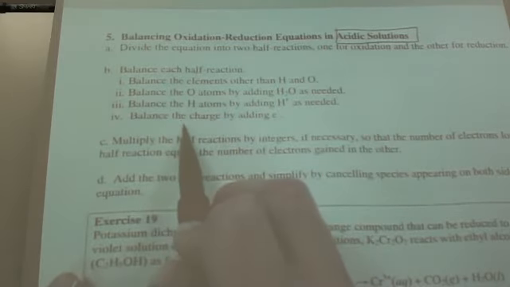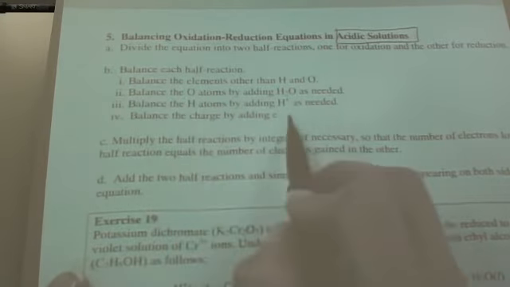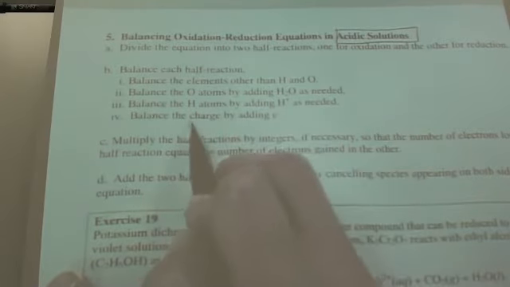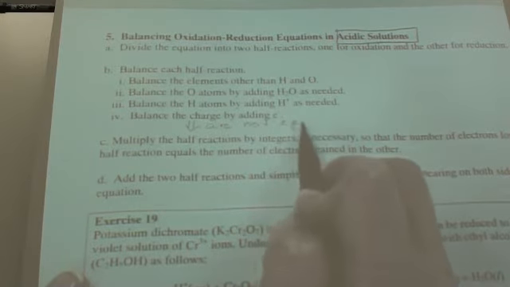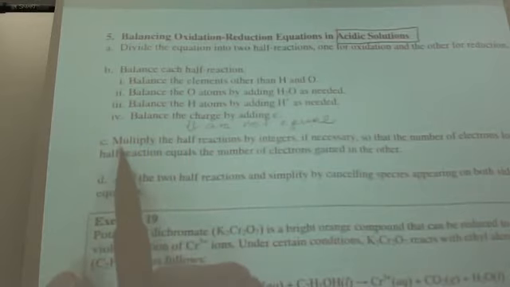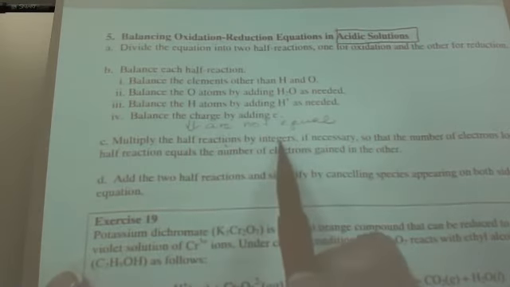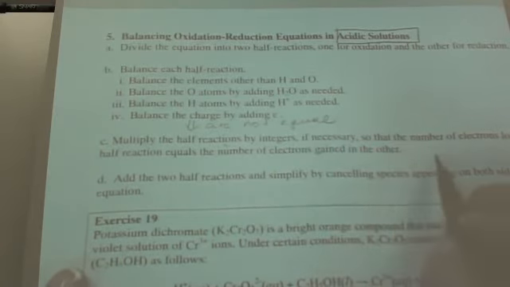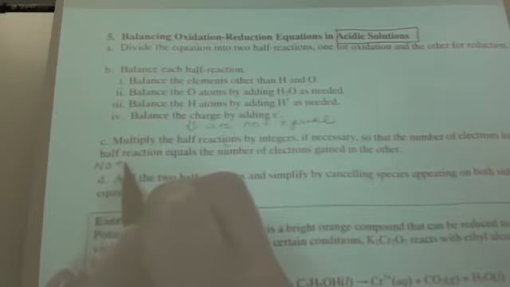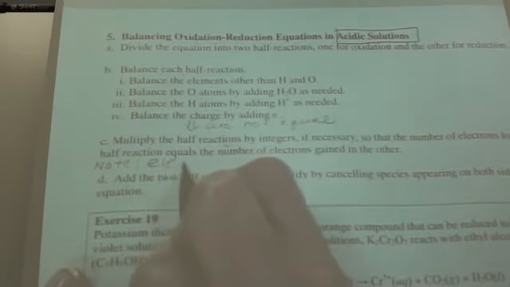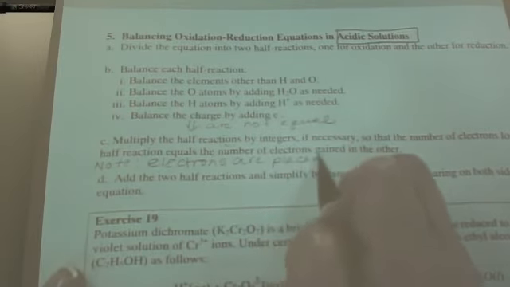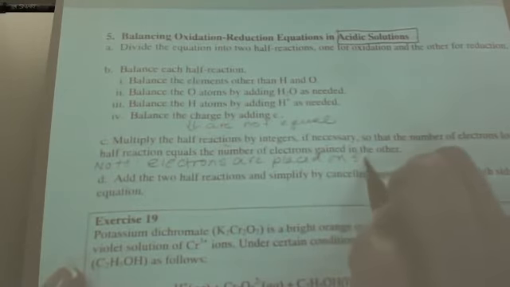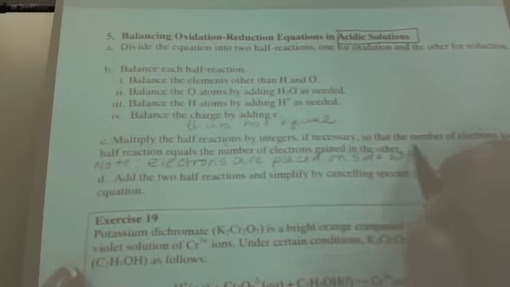After that, you will determine the number of electrons, and you will balance the charge. If the number of electrons are not equal, you will have to multiply the entire half reaction by an integer so that the number of electrons are the same. And here's a note to you. Electrons are placed on the side of the arrow with the highest oxidation number.